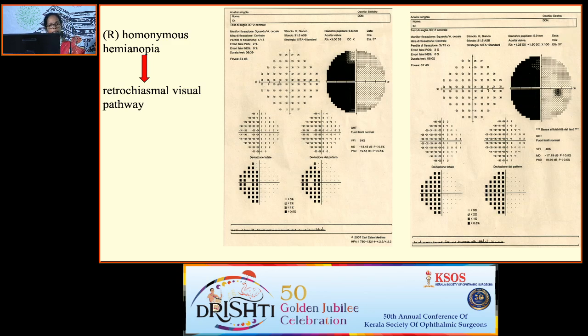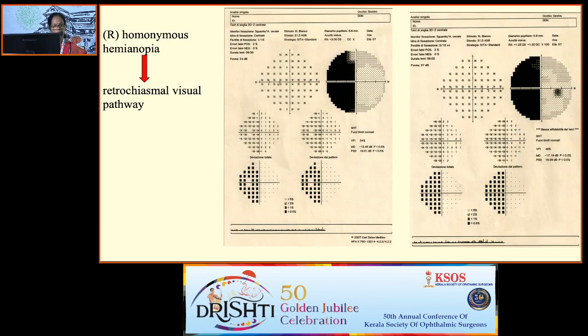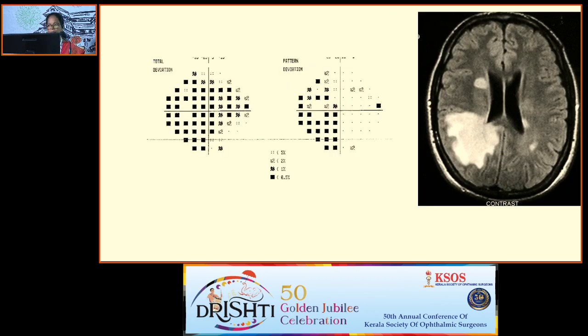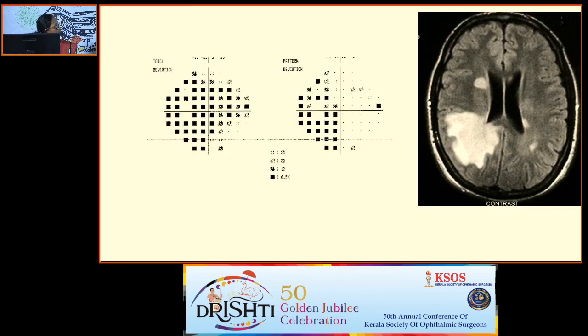So homonymous hemianopia, retrochiasmal lesion, lesion of the visual pathway. So a retrochiasmal lesion can cause, as I said, homonymous hemianopia. So here you can see a tumor in the occipital area. So here you can see a scan picture. You don't know which is that. So you have to tell at the end which picture that is.